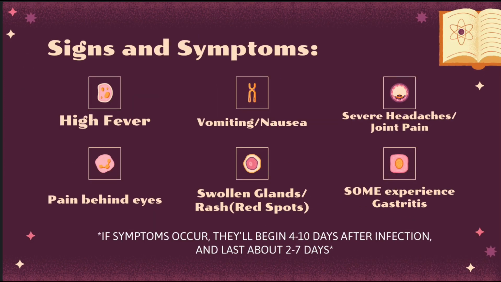And now for the signs and symptoms of dengue fever. It's important to note if these symptoms occur, they'll begin 4 to 10 days after infection and last about 2 to 7 days. Now these symptoms include high fever, vomiting and nausea, severe headaches and joint pain, pain behind the eyes, swollen glands, red rash spots, and some may experience gastritis.